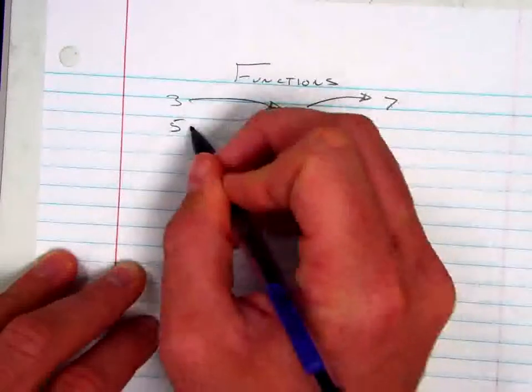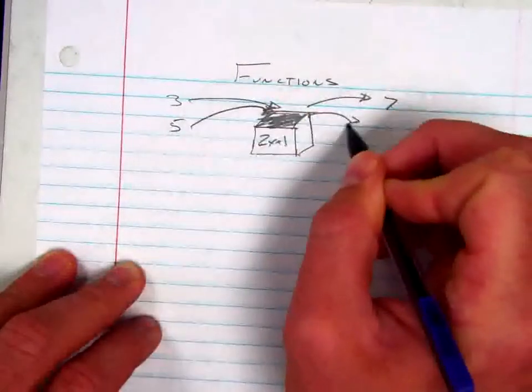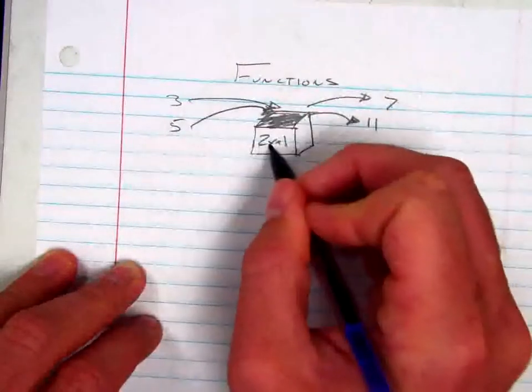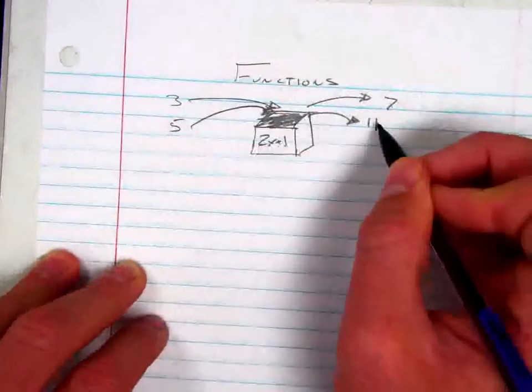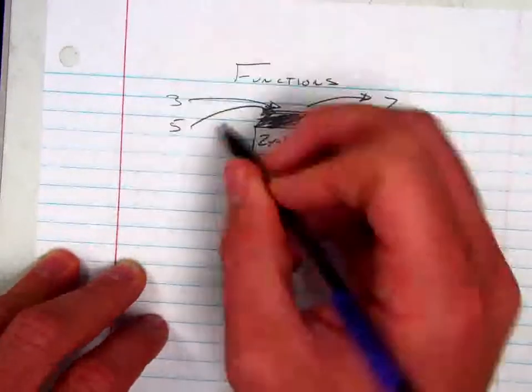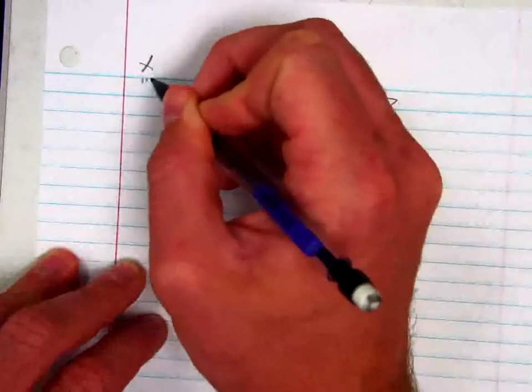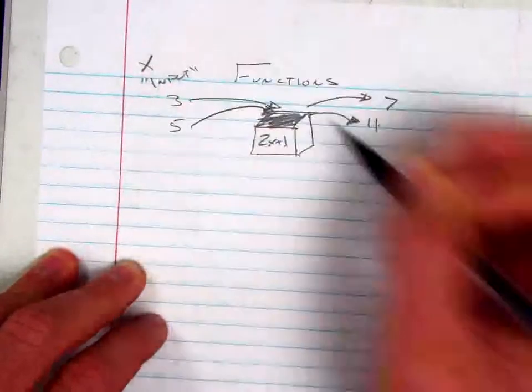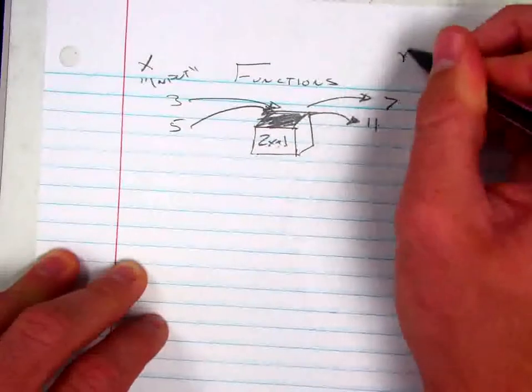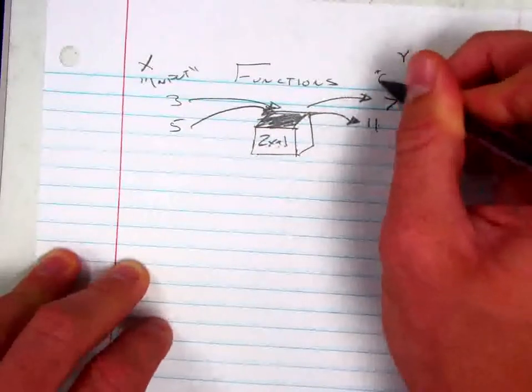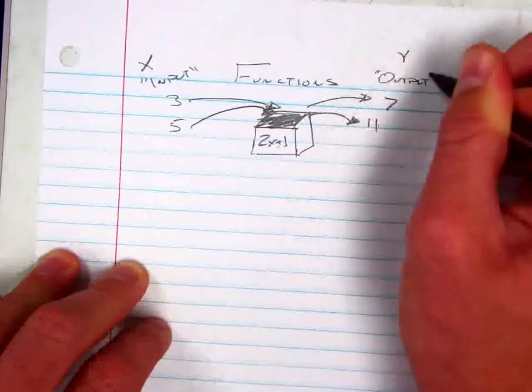If I were to throw a 5 into this box, out would pop 11, because 2 times 5 is 10, plus 1 is 11. These values that I'm throwing into my box over here are my x values, or in other words, my input values. And over here are my y values, or in other words, my output values.